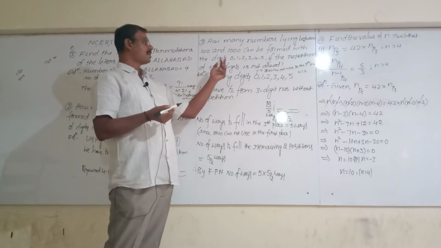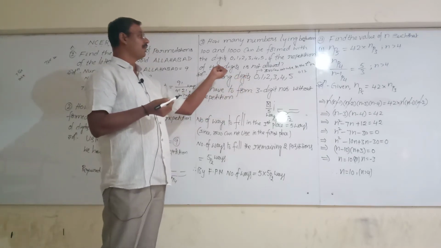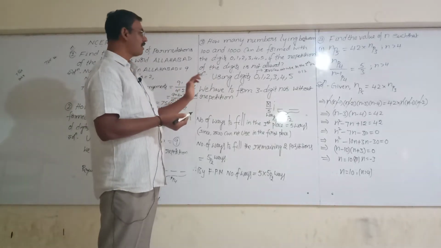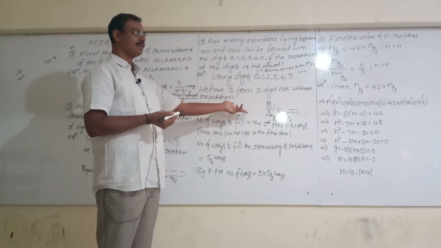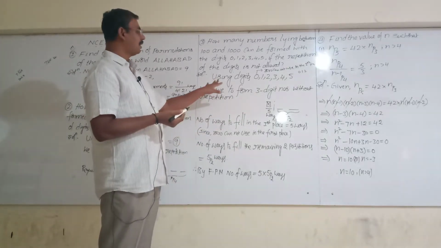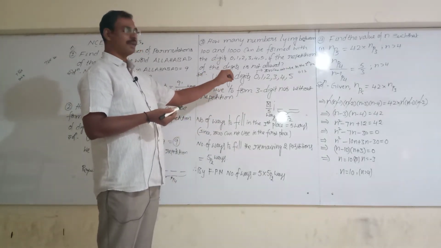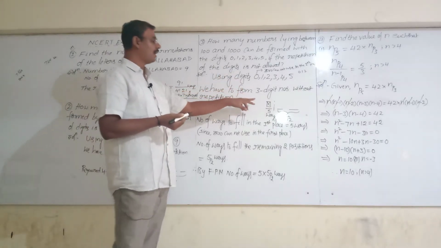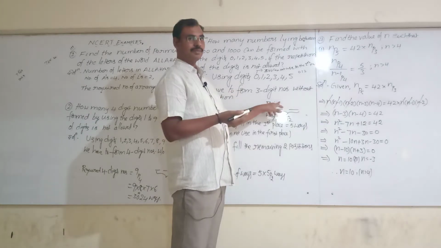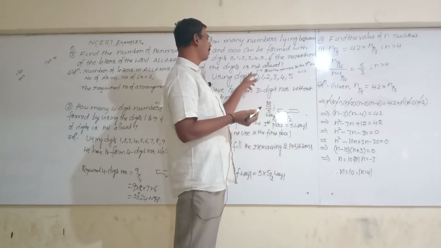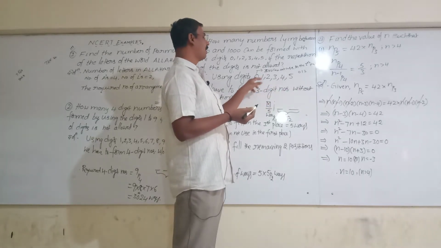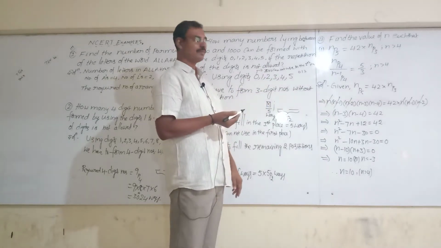So how many digits are available here? Without 0, I have 5 digits available. How many ways could I fill the first position? I can fill it in 5 ways. Now how many positions are left? I have 2 positions. Here 0 is allowed in the second position. Since repetition is not allowed, there are again 5 digits remaining.